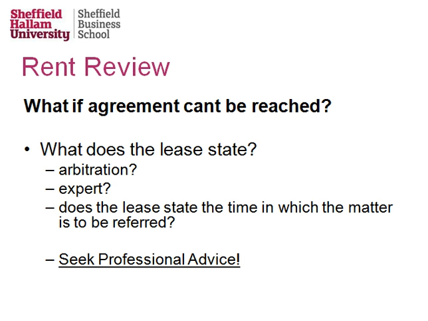So what happens if agreement can't be reached? And that is very often the case. Well, again, the lease will specify what happens if the landlord and tenant can't agree the rent. And there are normally two routes that can be taken. One is arbitration and one is independent expert.